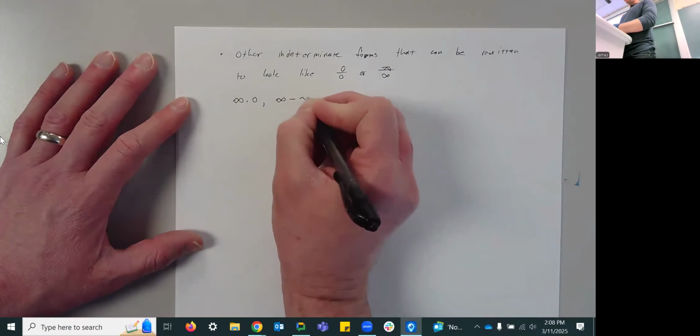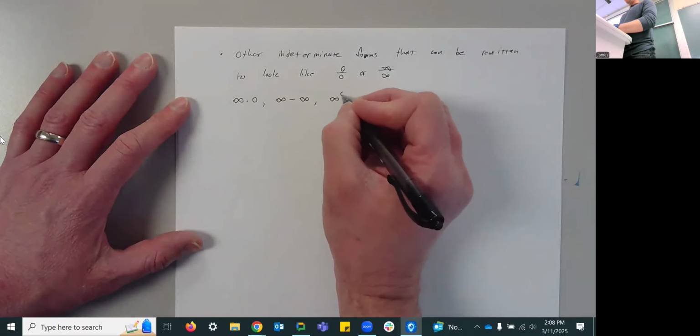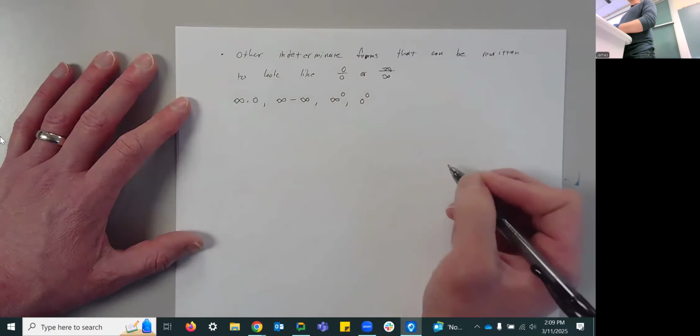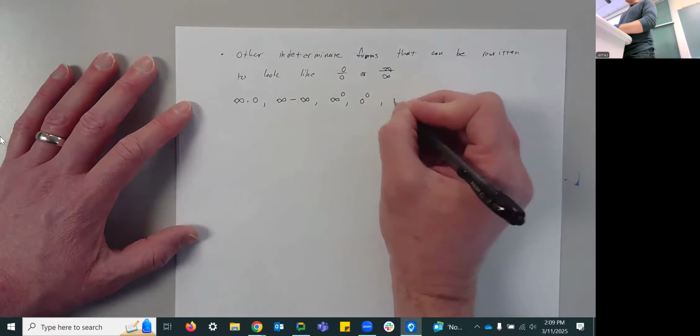Infinity minus infinity. Infinity to the 0th power. 0 to the 0th power. And oh my gosh, what's the last one? Oh yeah, 1 to the infinitieth power.